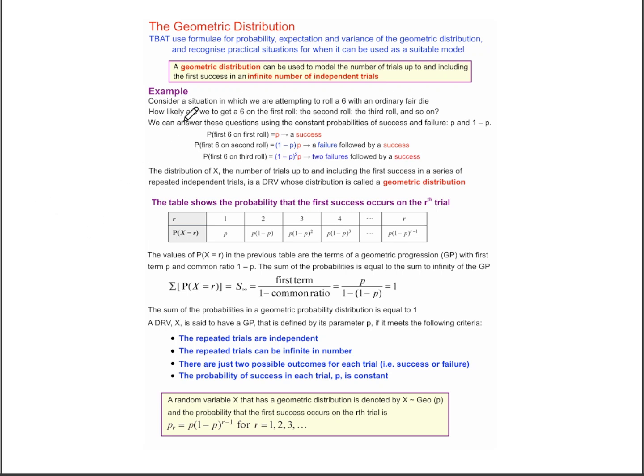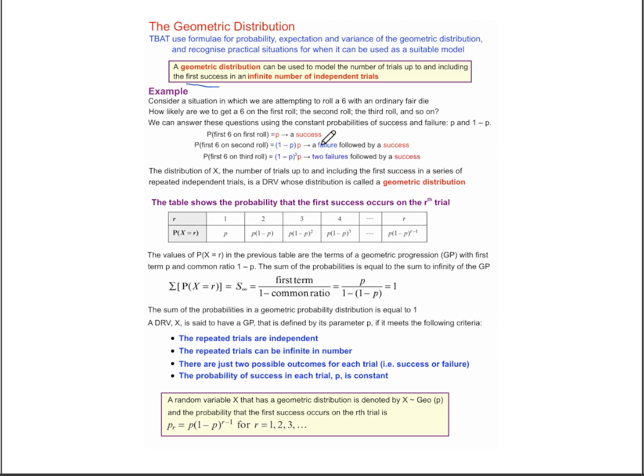This is the second special discrete probability distribution, which is a geometric distribution. And this geometric distribution can be used to model the number of trials to get the first success in an infinite number of independent trials conducted. For example, if we have to roll a 6 with a fair dice, how likely are we to get a 6 on the first roll, on the second roll, on the third roll, and so on?